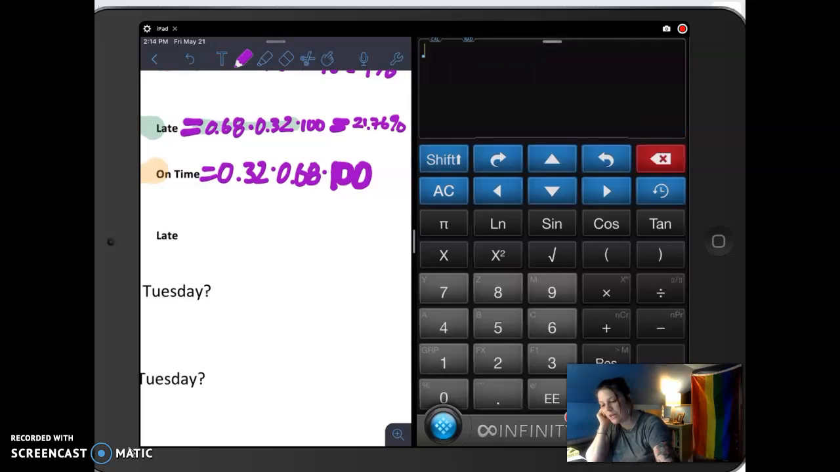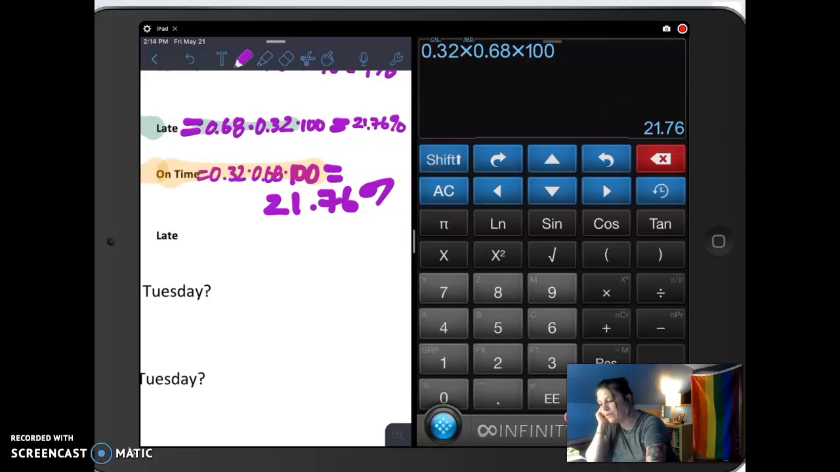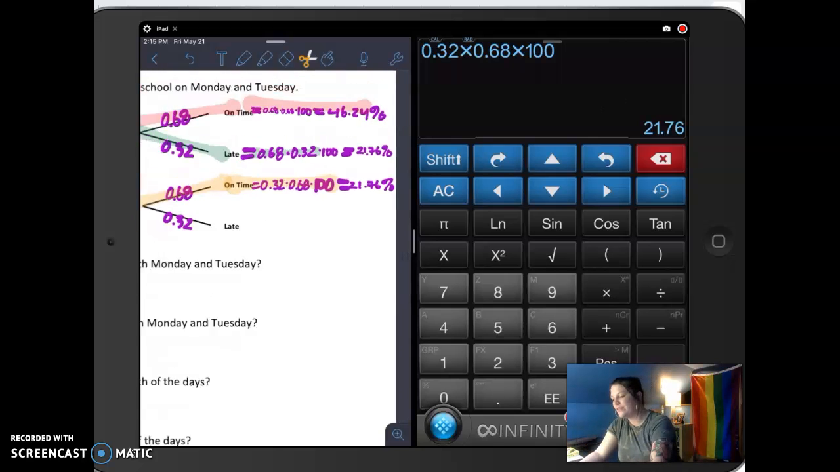And maybe you guys are clever enough to realize that this is going to be the same as the last answer, because it does not matter what order you do multiplication in. And the word for that is the commutative property. It means you can move it around and nothing changes. You don't need to know that. That's just a little extra bonus knowledge. You're welcome. All right, so 21.76 for that one.